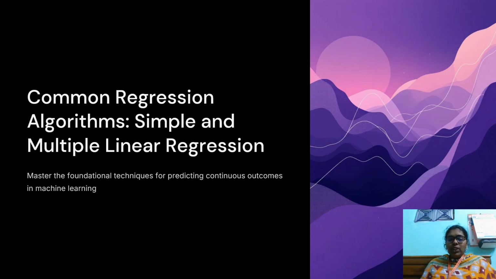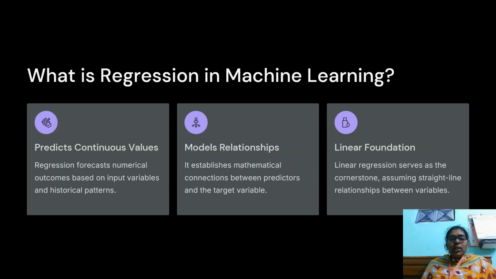Master the foundation techniques for predicting continuous outcomes in machine learning. What is regression in machine learning? It predicts continuous values, forecasting numerical outcomes based on input variables and historical patterns. It establishes mathematical connections between the predictors and the target variable. Linear regression serves as the cornerstone, assuming a straight line relationship between variables.